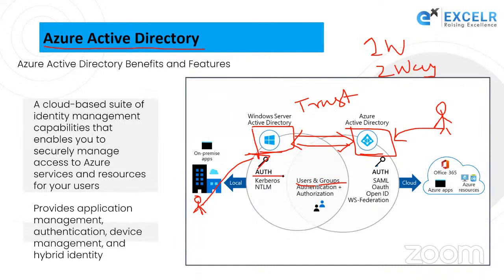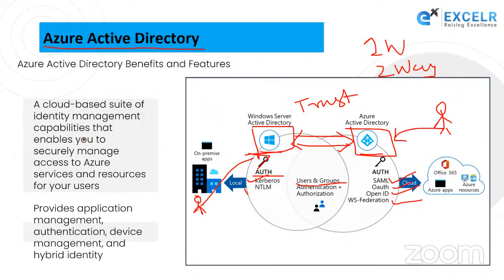When I use authorization in the Windows Active Directory, I use a protocol such as Kerberos or NTLM. When I use authentication within the Azure environment, I use various protocols like SAML, Security Assertion Markup Language, or OAuth, or OpenID Connect, or I can use Web Identity Federation as well. So the end result is that you can authenticate and authorize your users, whether they are from on-premise or from Azure.